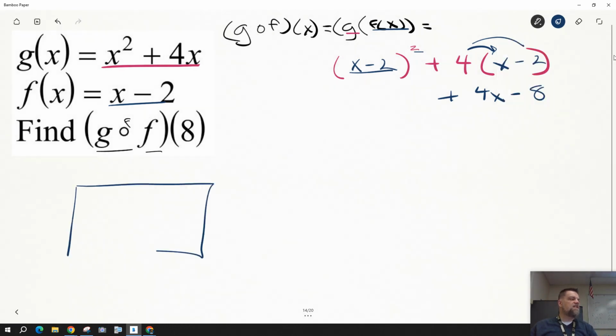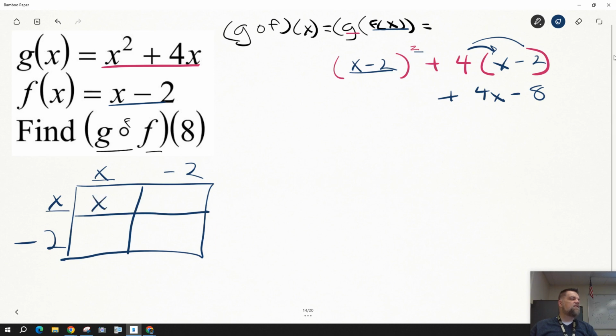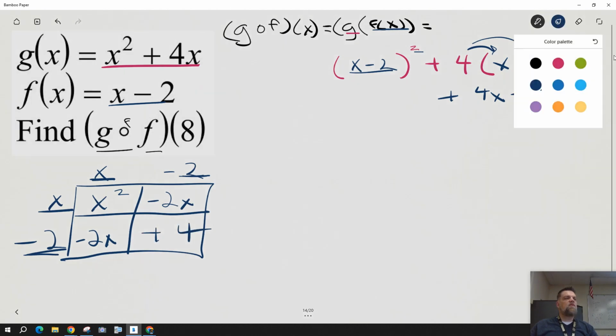So over here, I'm going to say, remember, x squared means you're multiplying it by itself. So I'm going to say x minus 2 times x minus 2. We multiply the row by the column. What's x times x? x squared. Very good. What's negative 2 times x? Negative 2x. What's x times negative 2? Negative 2x. What's negative 2 times negative 2? Positive 4. And remember, we're going to combine like terms.